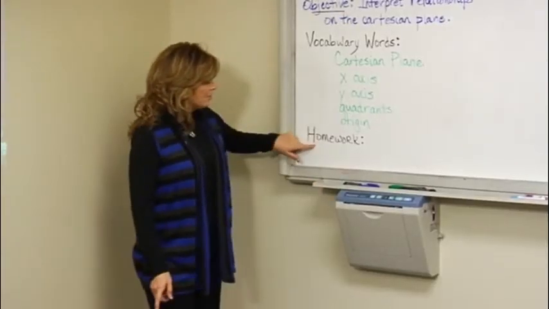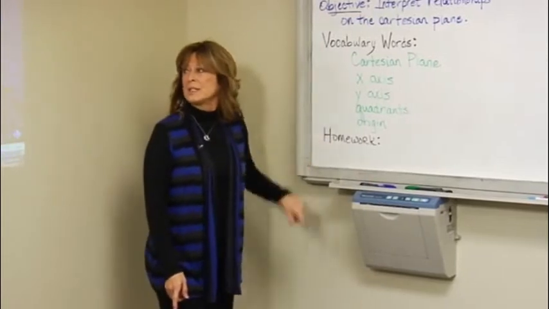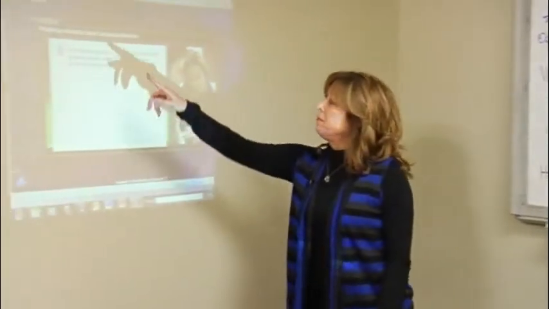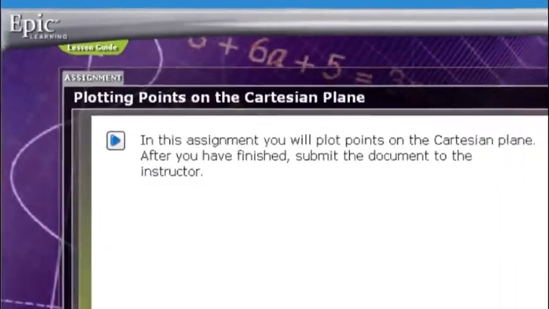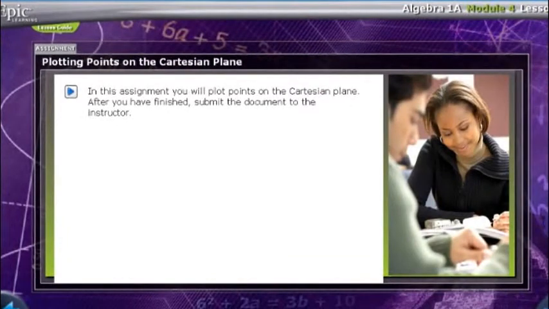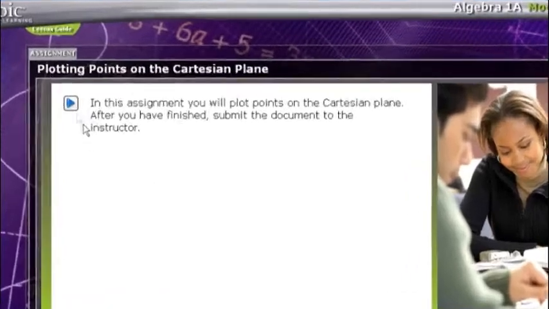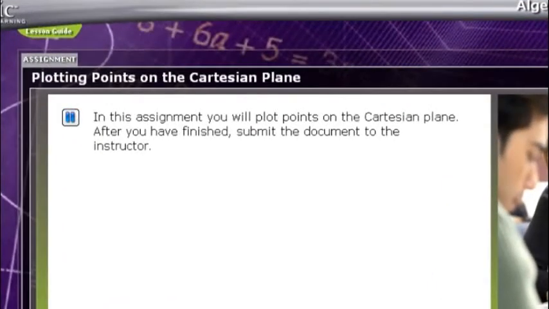The other thing that I want to make sure that we know is our homework assignment. On your EPIC, plotting points on the Cartesian plane, your assignment. Again, the read it is there for those students who prefer to have the auditory piece. In this assignment, you will plot points on the Cartesian plane. After you have finished, submit the document to the instructor.